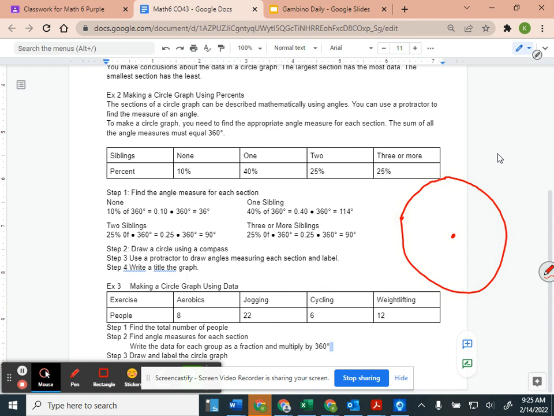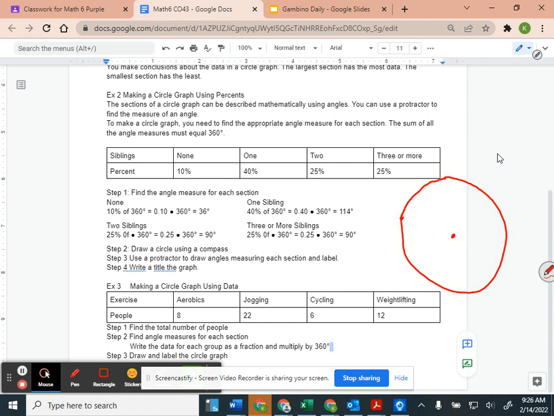We have how many siblings in our table. How many siblings do people have? No siblings. 10% of the people surveyed had no siblings. One sibling was 40%. Two siblings was 25%. And 3 or more was 25%. If we add up all those percentages, what do we get? 100. 10 plus 40 is 50. Plus 25, 75. Plus 25 is another 100%. So that's our full circle. So we need to make those angle measurements.